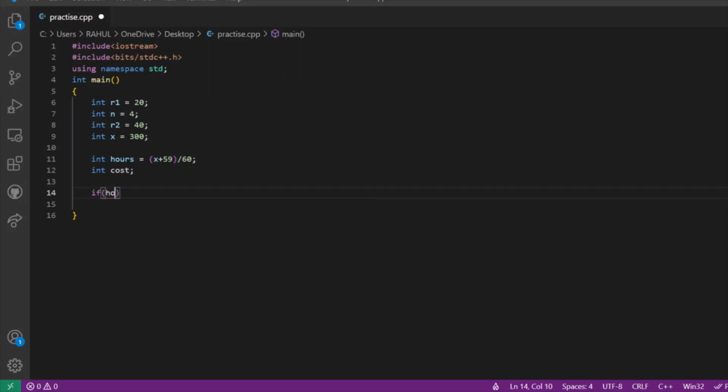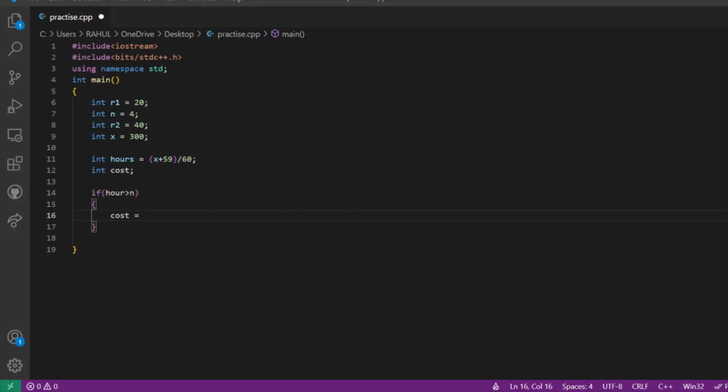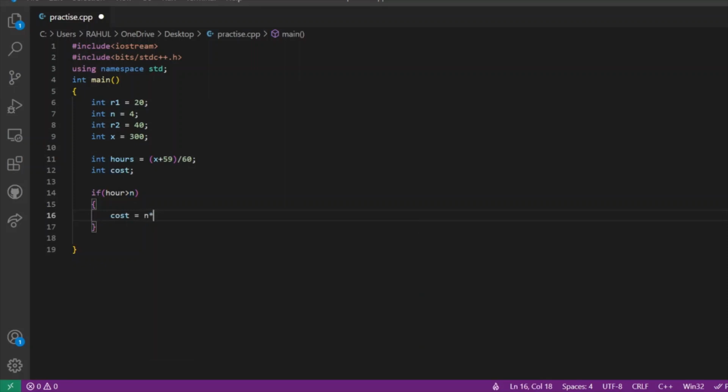So if our R value is greater than N, in that case we will calculate our cost. How will we calculate our cost? For the first N hours, the cost will be R1 per hour, so it will be N into R1, plus for the remaining hours, which is R minus how many hours we have already traveled, that is N, into the cost for the remaining hours, which is R2.